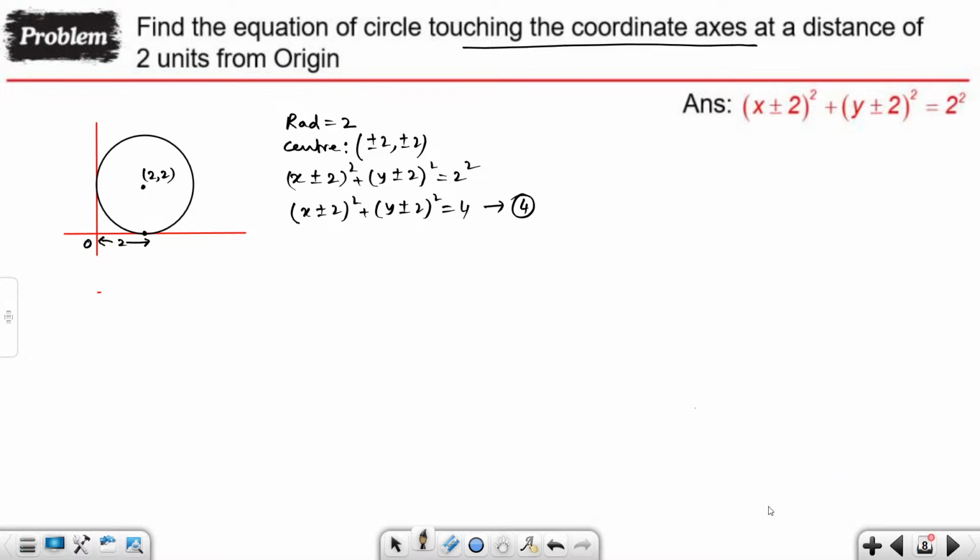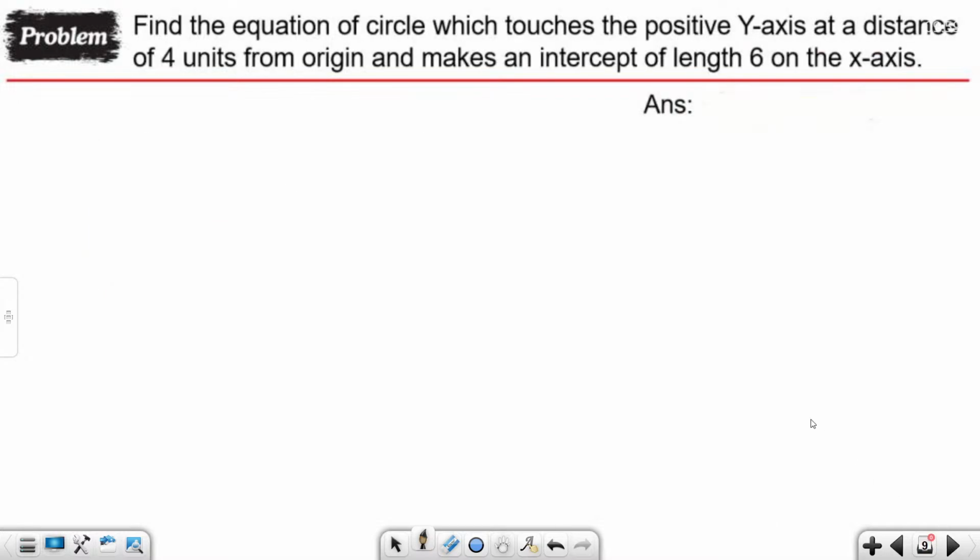These questions I have selected only to understand the theory properly. These are pretty simple sums, but these sums will help us to know the theory better. See this question. Find the equation of the circle which touches the positive y-axis. Let me draw the diagram first.